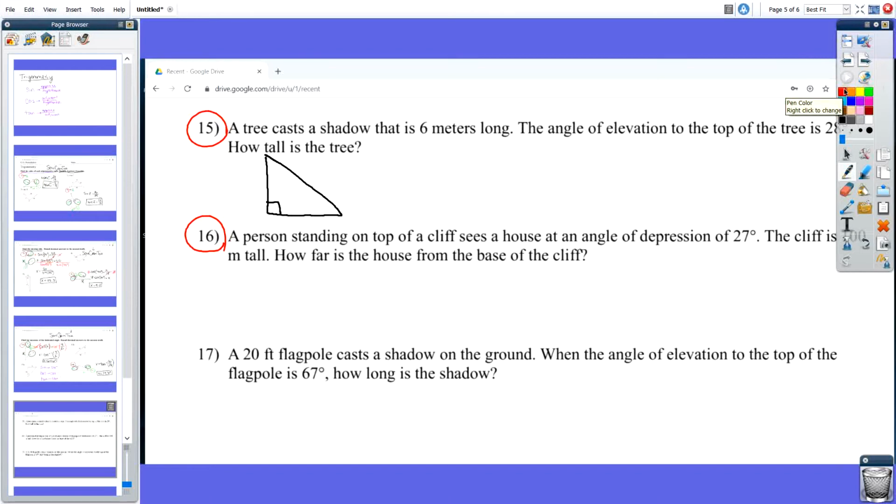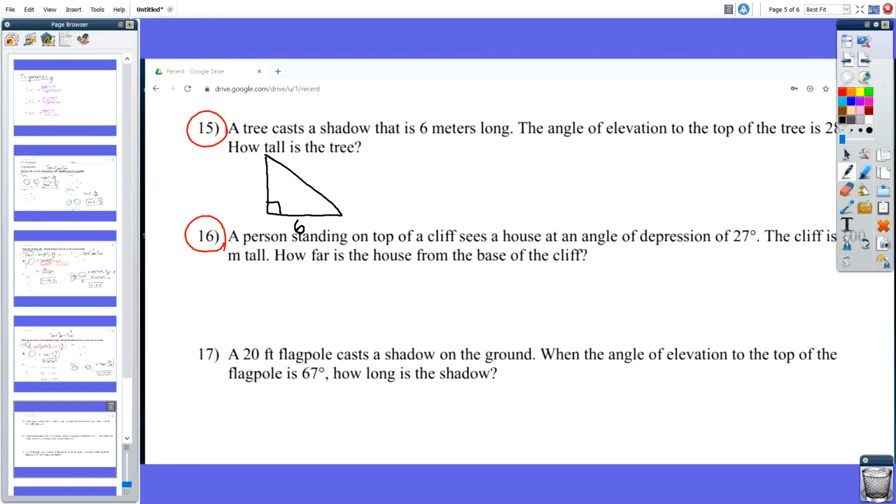A tree casts a shadow that is 6 meters long. Well, I know that a tree stands right up, so the tree is probably going to be right here. And the shadow lays flat on the ground, so I know the shadow is going to be right there. And my shadow has a length of 6.